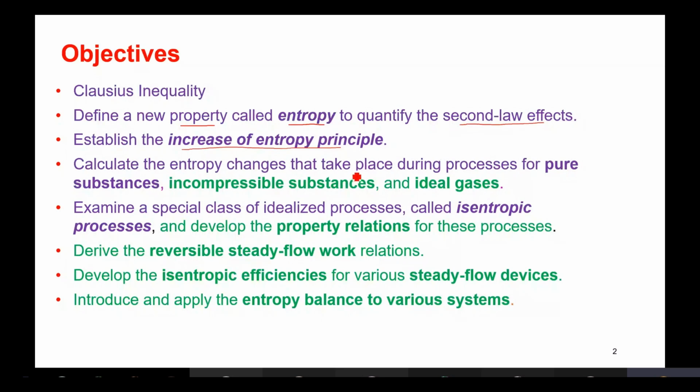Furthermore, we'll be looking into the entropy changes that take place for pure substances, incompressible substances, and ideal gases. And we'll be looking into a special class of idealized process, which is known as isentropic process. And we'll develop the property relationship for these processes, specifically the TdS relationships or the Gibbs energy relationships. We'll try to look into reversible steady flow work relationships, the isentropic efficiencies, and the energy balance for various systems. Starting with the Clausius inequality.